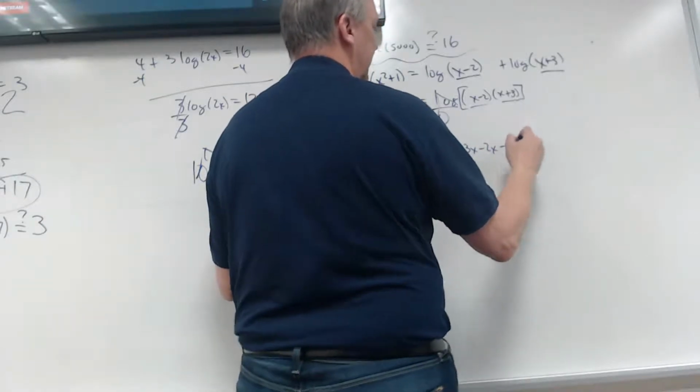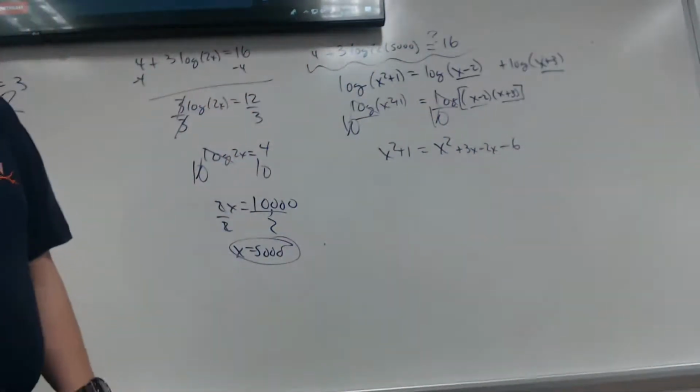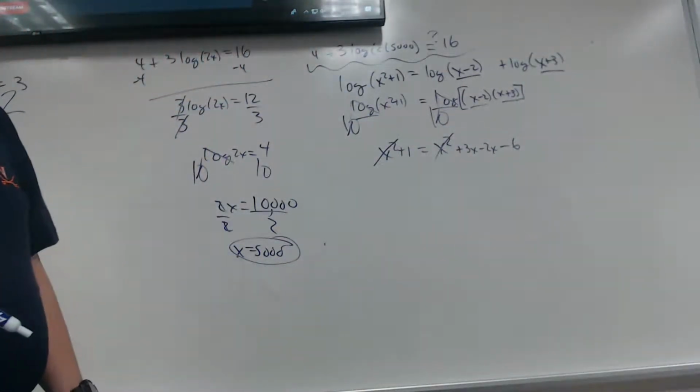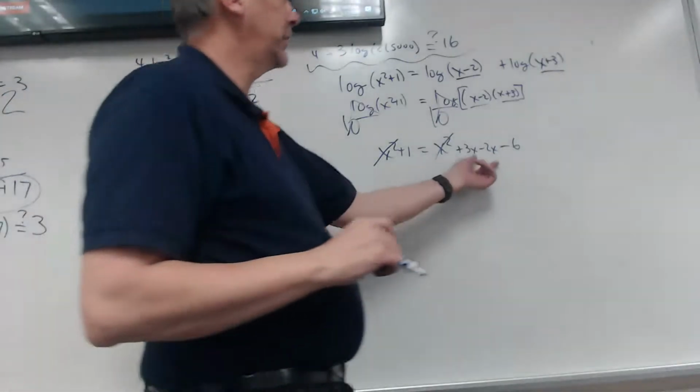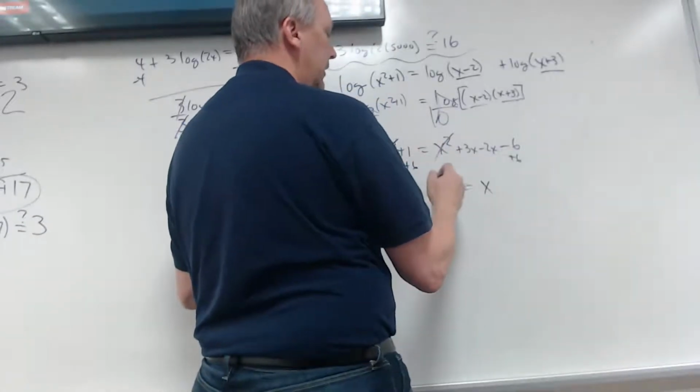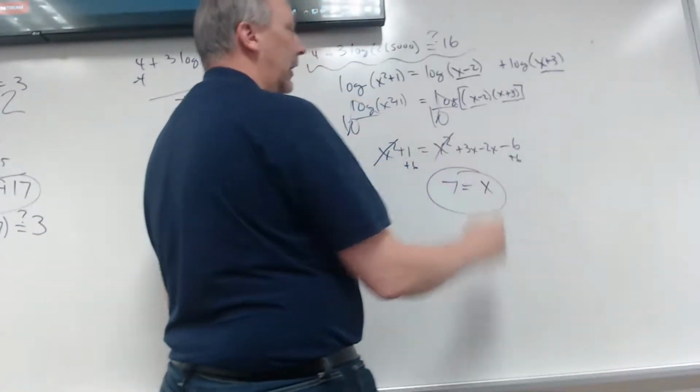That's 6. Minus 6, okay? The x squareds cancel each other, right? And so now I need to combine all my x's. So 3x minus 2x is 1x. And I can add 6. So x equals 7. Okay?